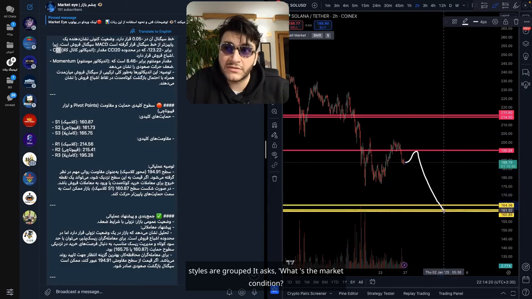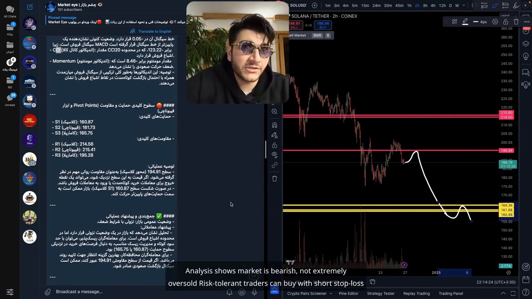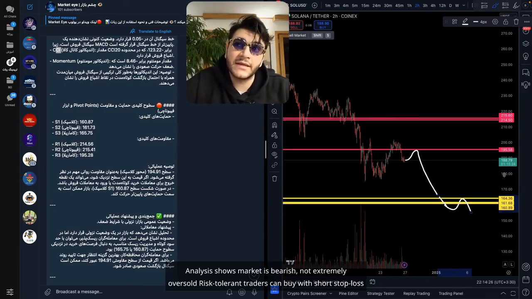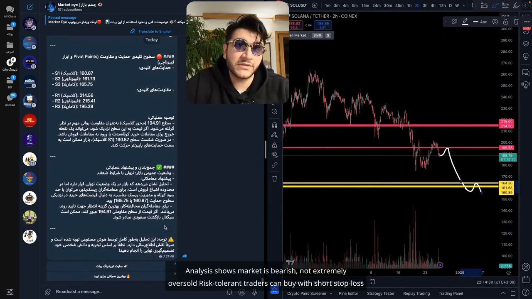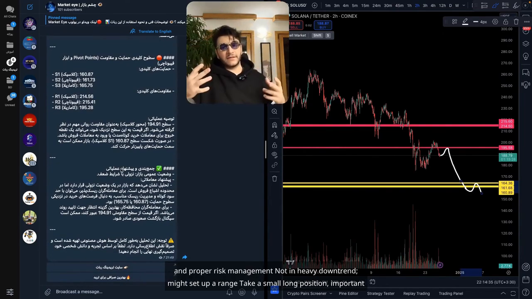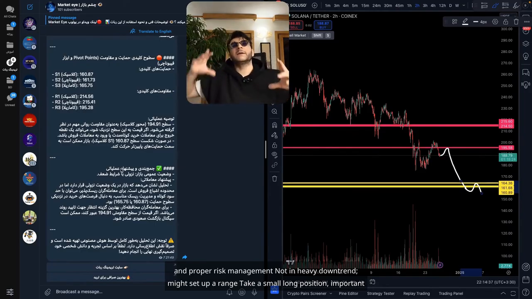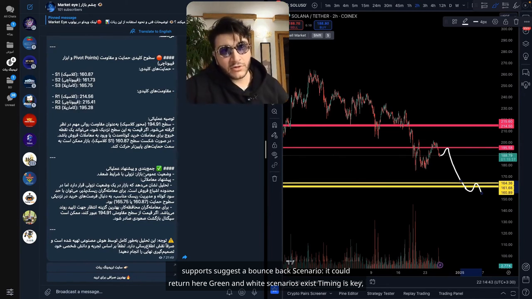Summary: 130 indicators and styles are grouped. It asks, what's the market condition? Bearish or bullish? The analysis shows the market is bearish, not extremely oversold. Risk-tolerant traders can buy with a short stop loss and proper risk management. We're not in a heavy downtrend, and might set up a range. Take a small long position. Important supports suggest a bounce back.